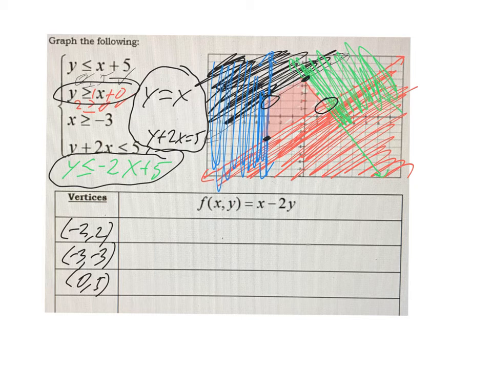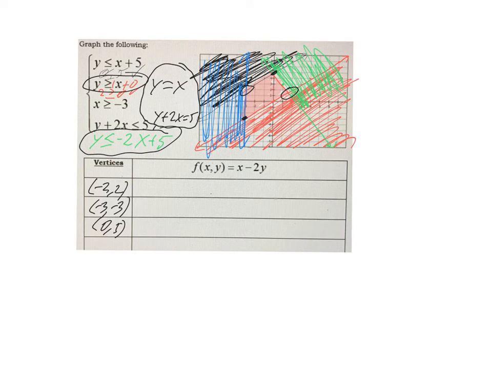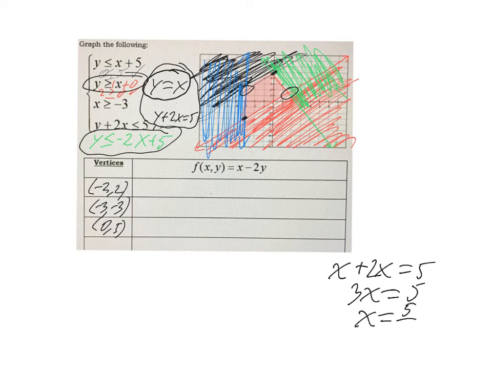Fortunately, this is a pretty easy system to solve. I'm going to zoom out for a moment to do that over here. This is an easy substitution because y equals x. In the second equation, I'm simply going to replace y with x. So instead of y plus 2x equals 5, it becomes x plus 2x equals 5. That becomes 3x equals 5, and so x is 5/3. And since y is x, y is also 5/3.